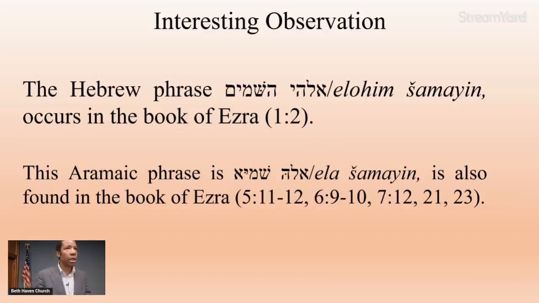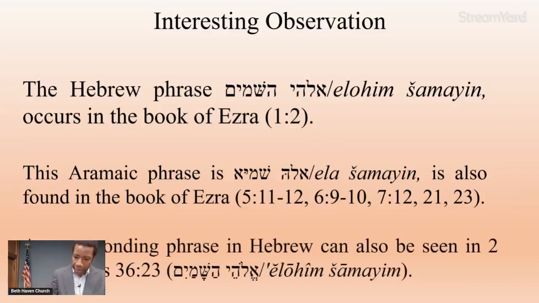It is used essentially of the letters that Ezra and Nehemiah receive as a result of building the temple and the effects. He uses the God of heaven. A corresponding phrase, again, can also be seen in 2 Chronicles 36:23. It's just translated in Hebrew.